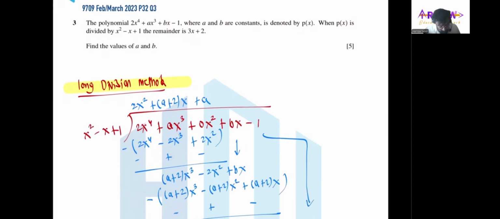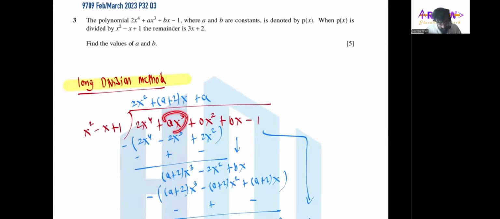So this gives us a plus 2 multiplied by x cube, because ax cube plus 2x cube means a plus 2 completely multiplied by x cube. And this becomes 0x square minus 2x square, which is minus 2x square itself, and bx is carried forward as it is. And then you ask yourself by what term you multiply x square so that you get exactly a plus 2 multiplied by x cube.